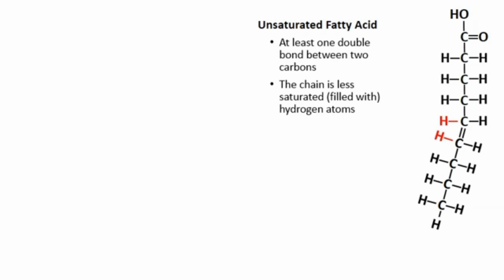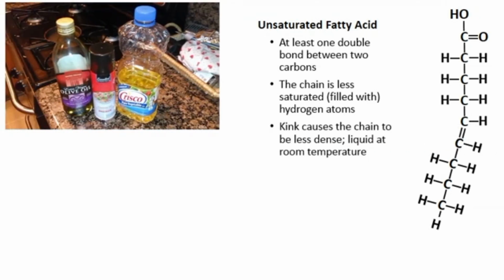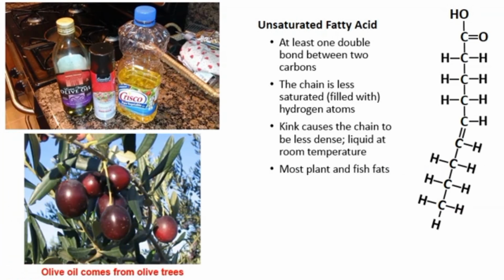So here is an unsaturated fat. The chain is less saturated, less filled with hydrogen atoms. Notice that kink has a double bond. The kink causes the unsaturated fatty acid chain to be less dense, so it is liquid at room temperature. These fatty acids tend to come from plants and fish.